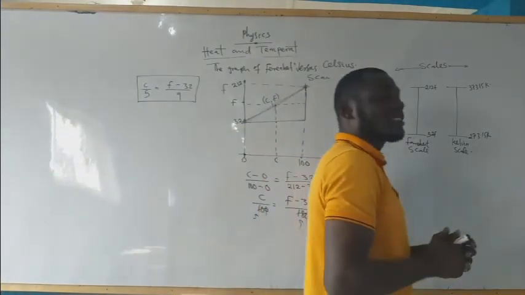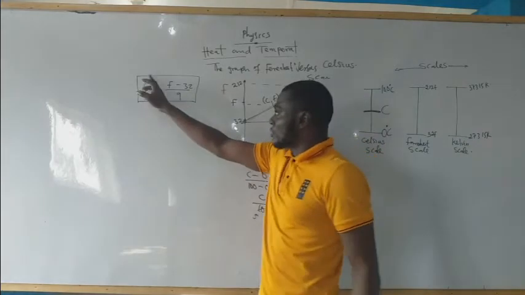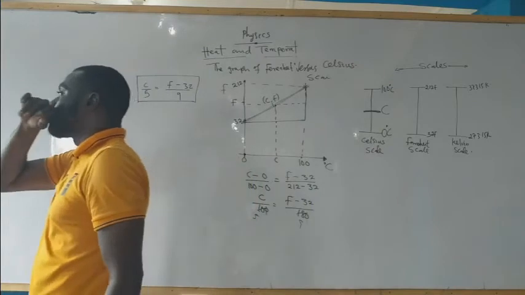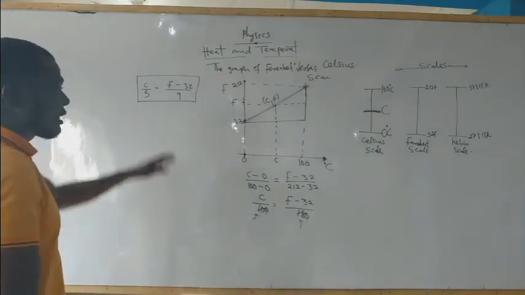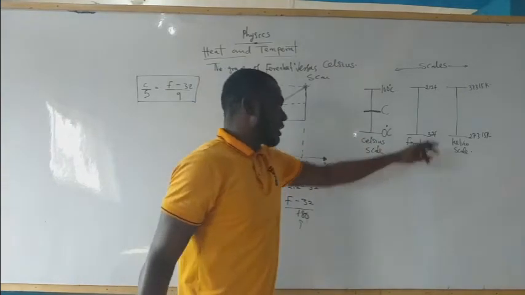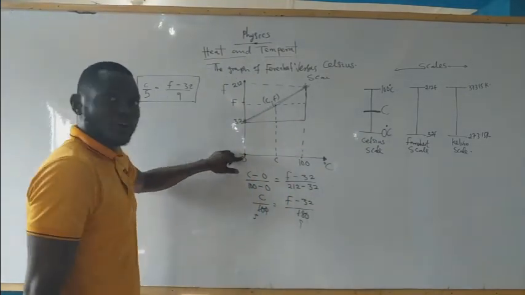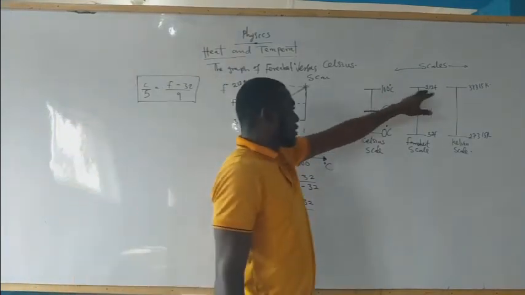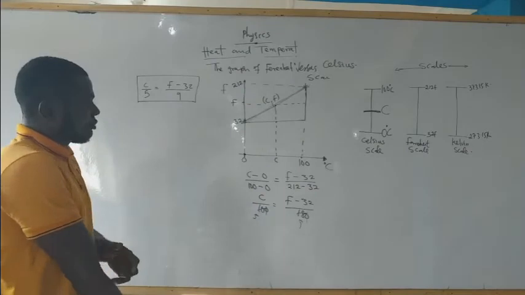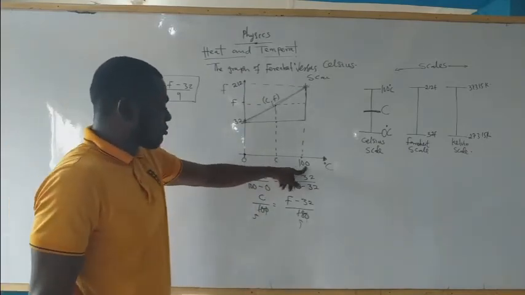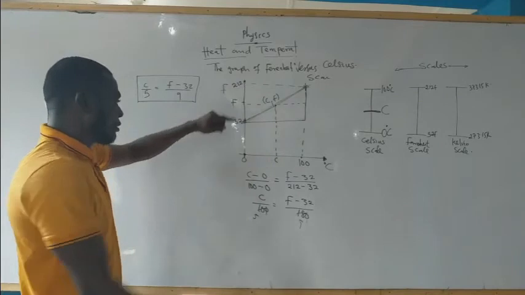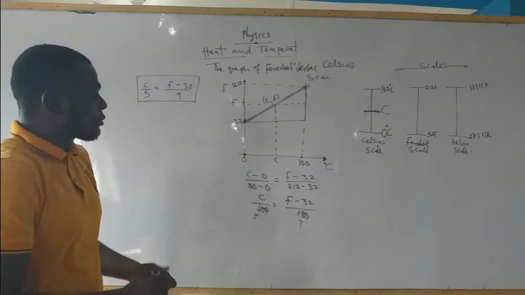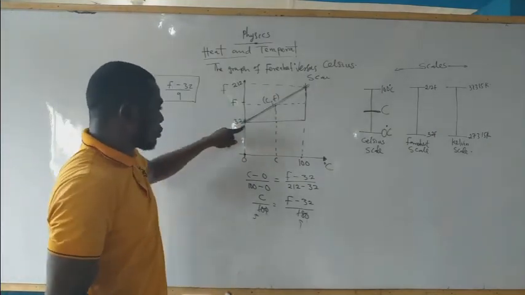If you want to convert from degrees Celsius to Fahrenheit or from Fahrenheit to degrees Celsius, take it. 0 to 32, this 0 is the origin. 100 to where? To 212. So 100 degrees Celsius to 212. Then join the 2 points together, mark this point, take it to this point.